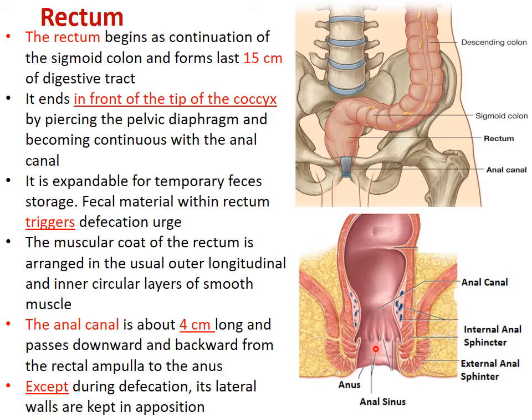two layered sphincters. One is the inner, the other one is outer. The inner one is involuntarily controlled, it is not under your control, but the outer one is voluntarily controlled because it is skeletal, it is innervated by the spinal nerve. So that's why you can control your defecation, you cannot defecate in the class.